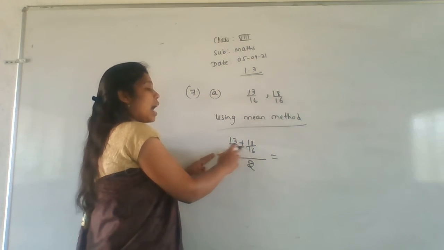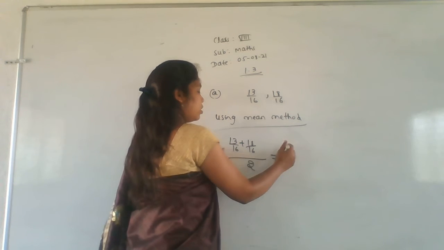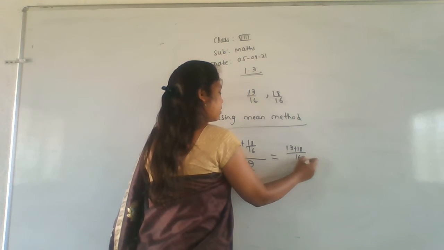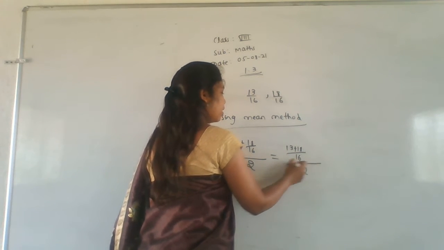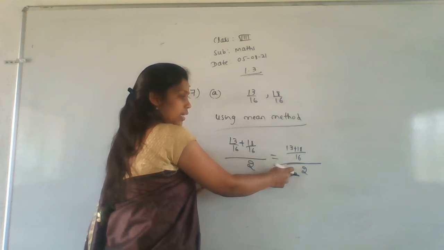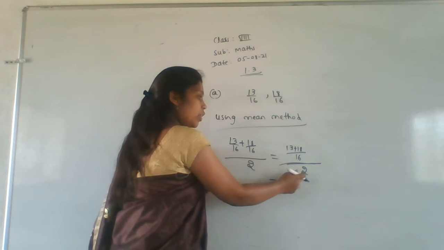Okay. So now I am adding these two and dividing by 2 here. So now add these two. That will be 13 plus 18 divided by 16 and whole divided by 2. Right. So this 16 will go to the denominator. Yes, because it is already in the denominator, that's why it will go to the denominator only.